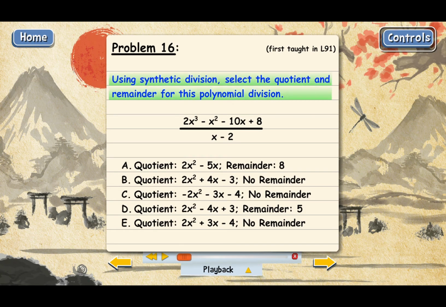Using synthetic division, select the quotient and remainder for this polynomial division. We've got 2x cubed minus x squared minus 10x plus 8 divided by x minus 2.